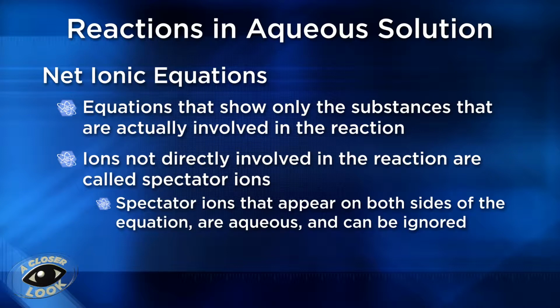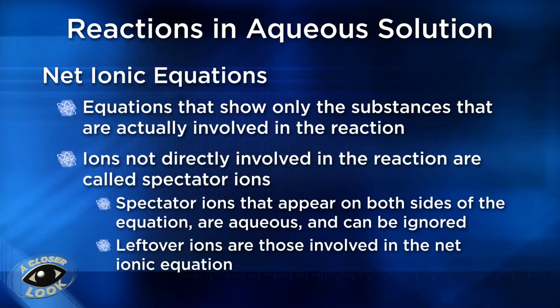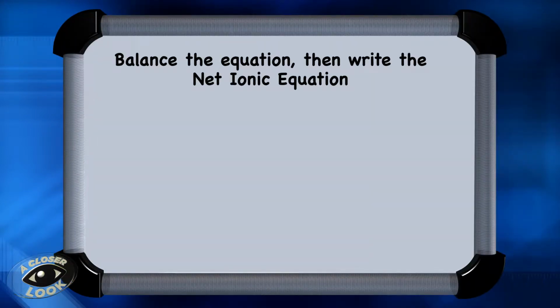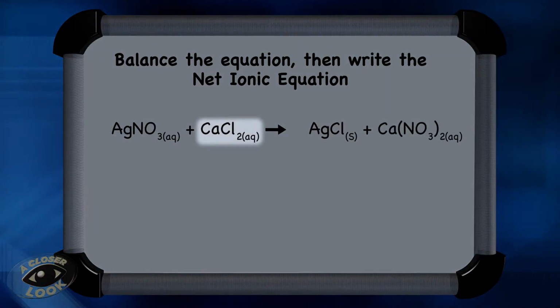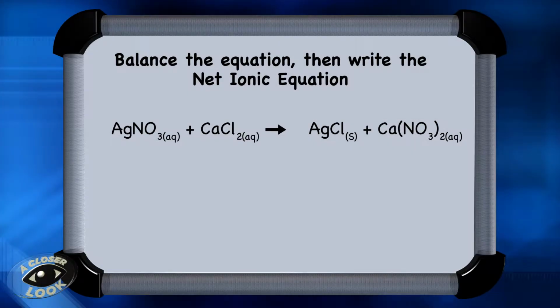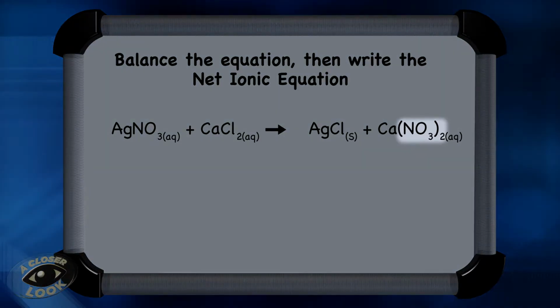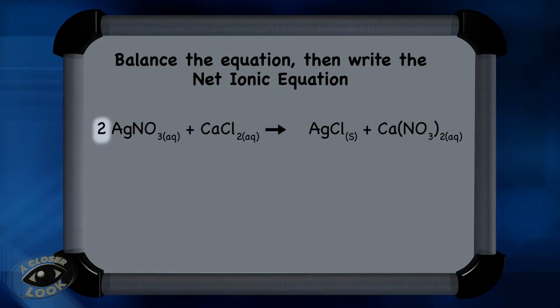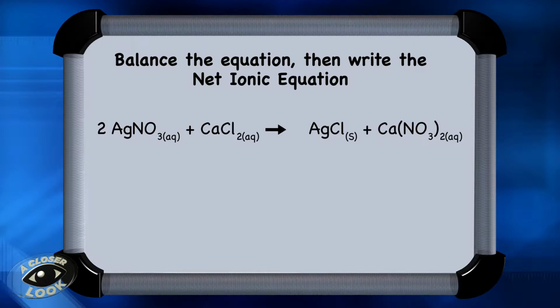Once the spectator ions are removed from the equation, the ions and substances that are left over form the net ionic equation. Here's a sample problem that shows how to write a net ionic equation. Aqueous silver nitrate and aqueous calcium chloride react to form solid silver chloride and aqueous calcium nitrate. First, balance the equation. There are 2 nitrates on the product side and only 1 on the reactant side. Balance that by putting a 2 in front of the silver nitrate on the reactant side.